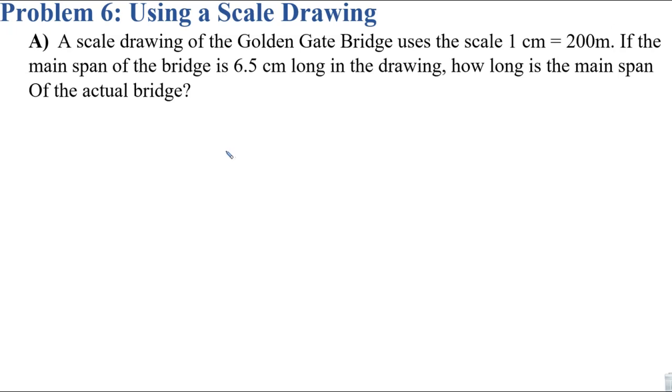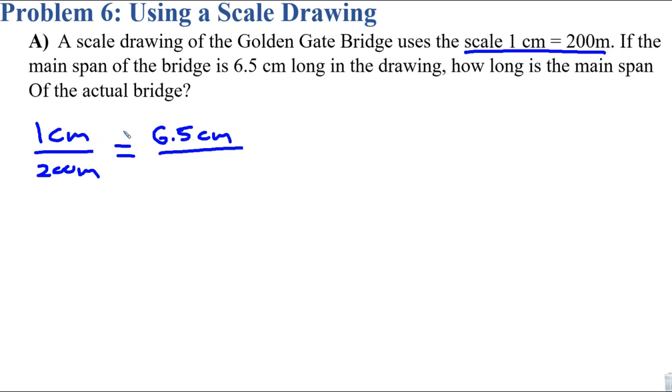Okay, so using this information, I can set up a proportion. I can use my scale factor to write 1 centimeter over 200 meters. And then we can set that equal to, we know that the main span of the bridge in the drawing is 6.5 centimeters. So I'll put that 6.5 up top with the 1 centimeter from the scale. And then I want to know how long is the main span of the actual bridge. We'll call that our x. Okay, so there's my proportion using the scale and then the dimensions I'm looking at.